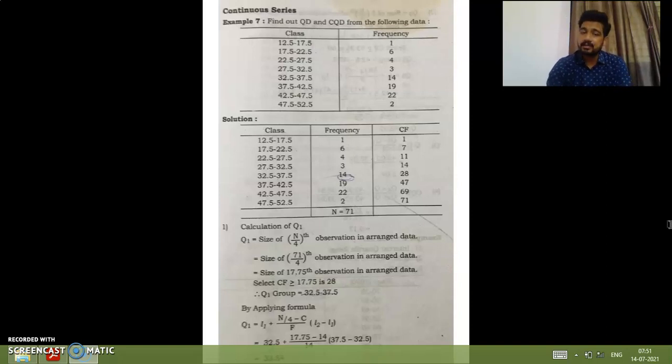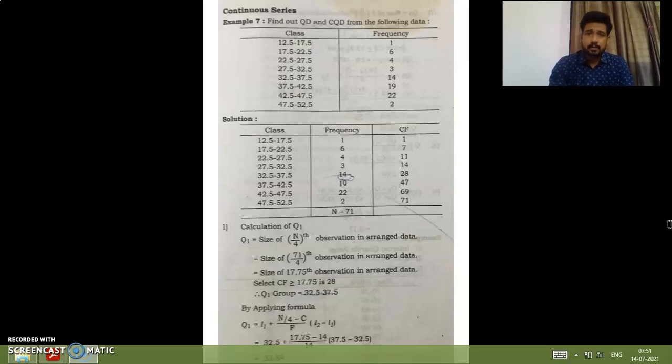Then again you have to calculate Q3. Again you don't have the exact answer, because you will have a group. With the help of that group, you have to calculate the exact answer of Q3. Having the answers of Q1 and Q3, you calculate the quartile deviation and finally the coefficient of quartile deviation. So this is the plan of action for calculating QD and CQD.